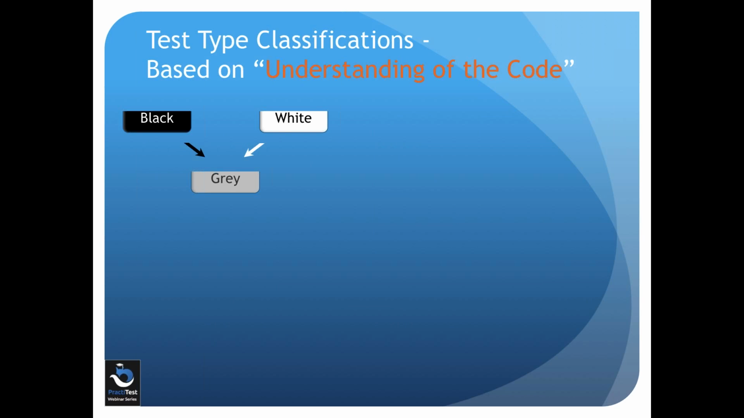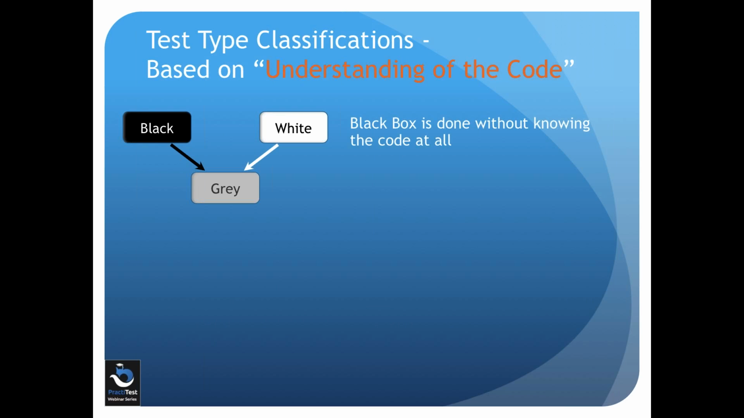Now, the second type of classification that we have, it might sound weird, but it's a classification based on the understanding of the code. What I mean by this is that we classify our test cases based on black box testing or white box testing. Just a reminder, black box testing is testing that is done without knowing anything about the code that I'm testing. So I'm not looking into the functions, I'm not looking into the structure of the code. I'm testing based on the functionality and not thinking about how my system was written.